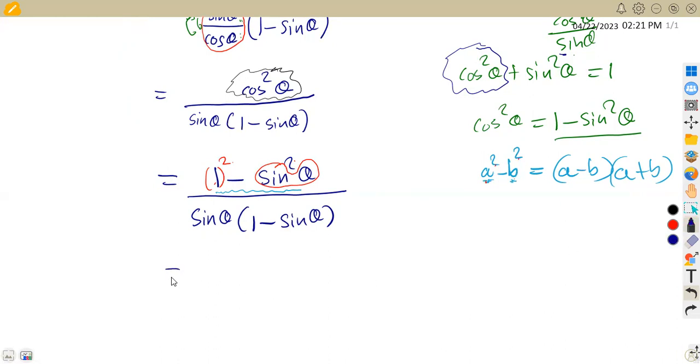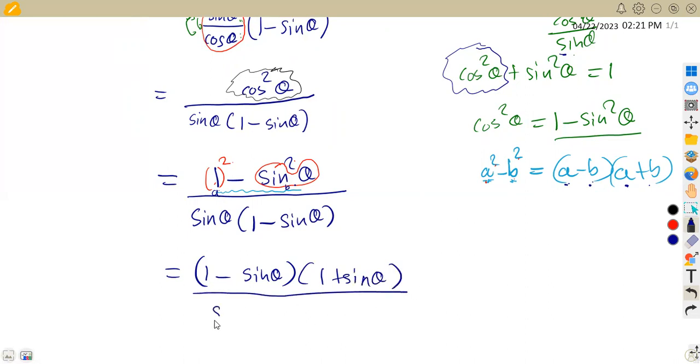So if we obtain a minus b, where our a is 1 and our b is sine theta, this is going to be 1 minus the sine of theta, that is a minus b. A plus b, that is 1 plus the sine of theta. So that is how you can factorize our difference of two squares, or we can just apply that concept from our O-level mathematics. So this is 1 minus sine theta like this.